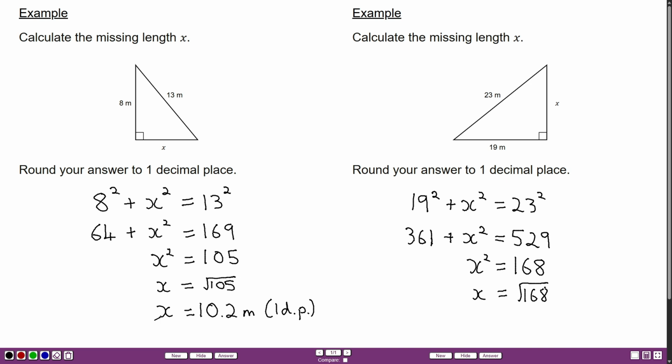And to one decimal place, that becomes, well, it's an interesting one because it's 12.96. So that's actually going to round to 13.0 to one decimal place.